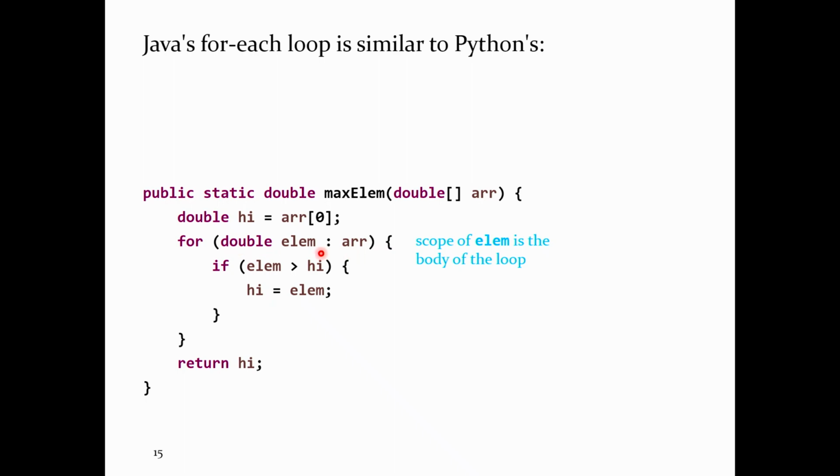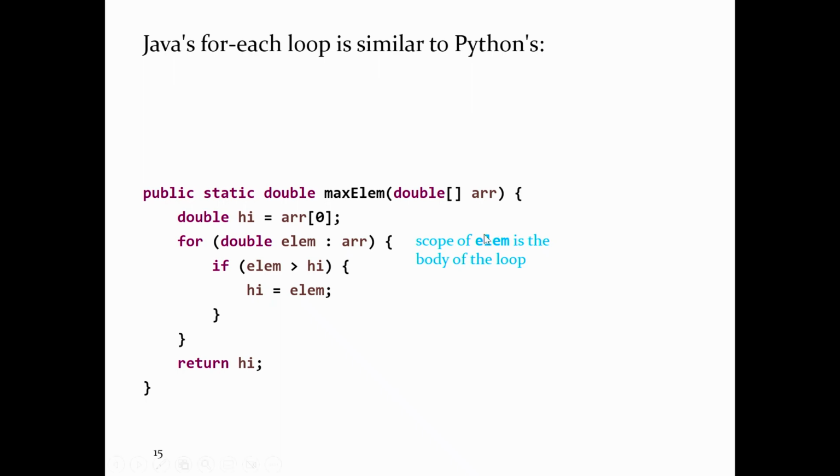The way you read this is, elem is your loop variable. All variables in Java need a type. So what's the type of elem? Well, the type of elem is double. So for each element that's a double in my array, that's what the colon means. So for each element in array.